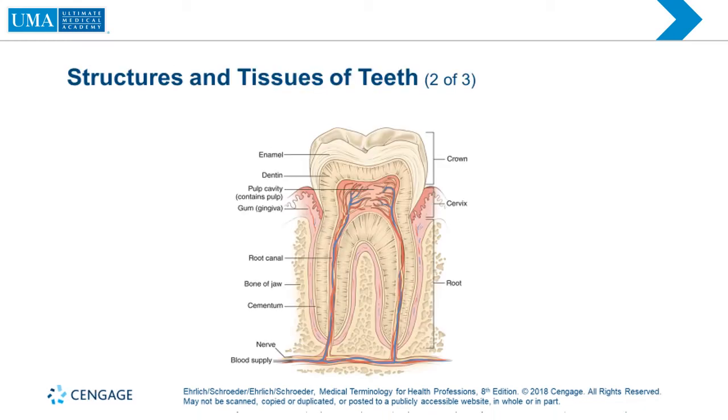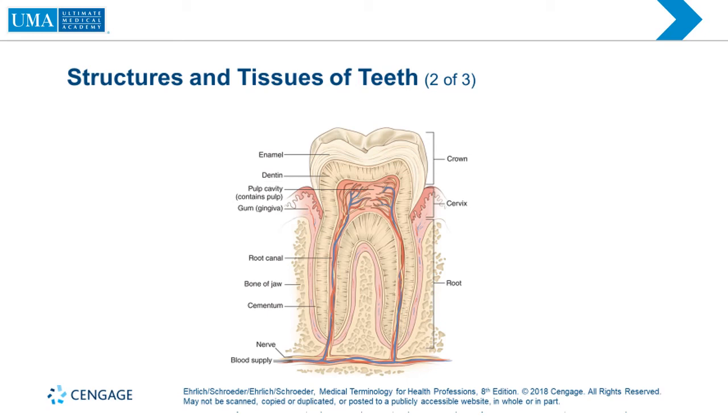Now we move along in the digestive system to take a look at the structures and the tissues of the teeth. Now, the crown is the portion of the tooth that's visible in our mouth. It's covered by enamel, which is the hardest substance in the body. Notice the roots of the tooth hold it securely in place within our dental arch. These roots are protected by cementum. This is a hard substance, but it's not as strong as enamel.